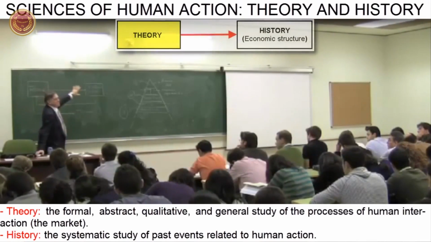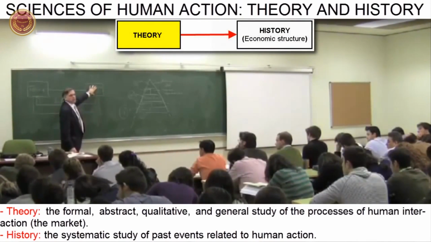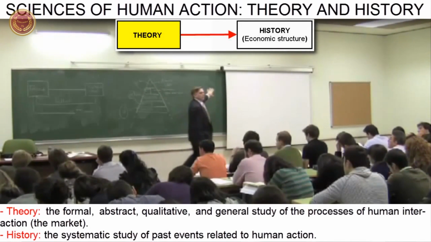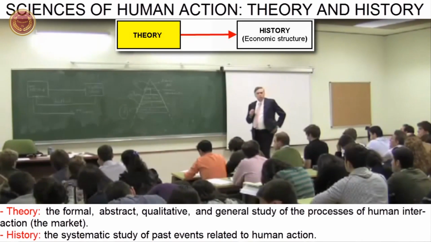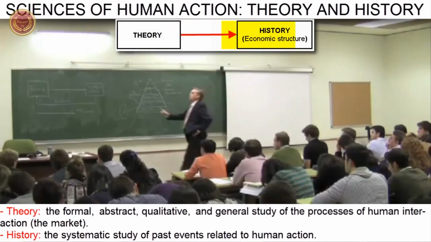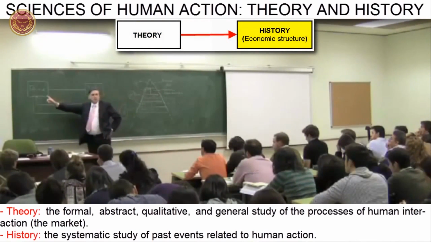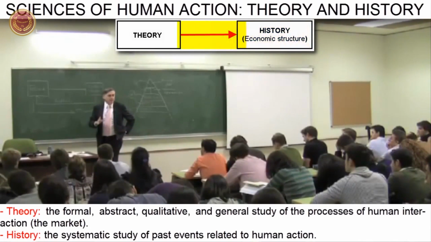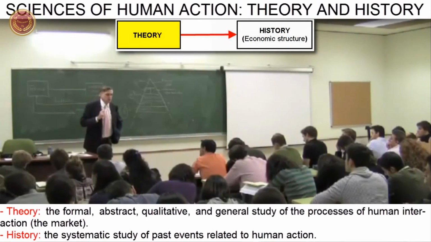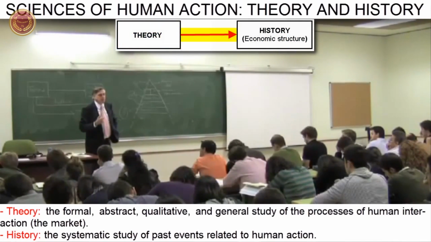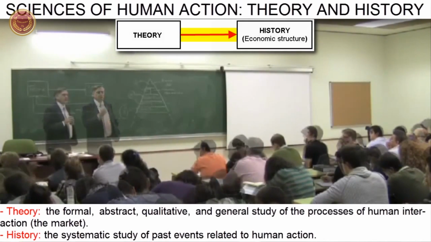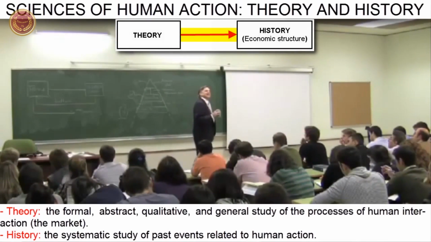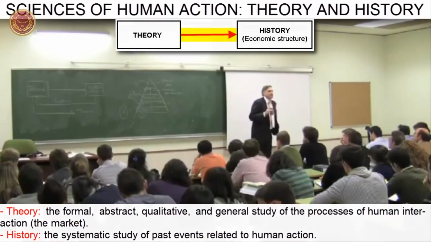We must begin by understanding that theory is one thing. It is knowledge that is general, abstract, and formal, related to form, and it concerns the processes of historical interaction. And history is something different. History is specific knowledge about past events connected with human action. To practice history, we must first have a theory. That is why there's an arrow here, pointing from left to right. We can't know anything about history if we don't first have a theory that enables us to interpret real events.